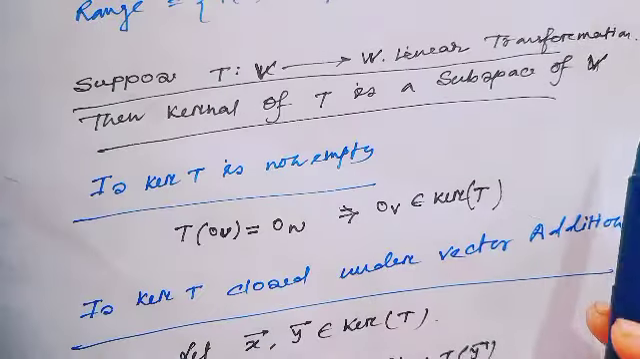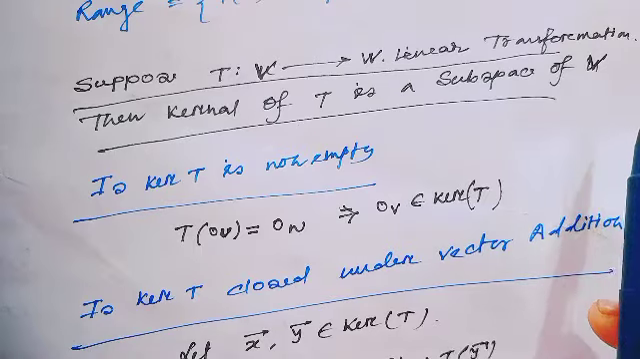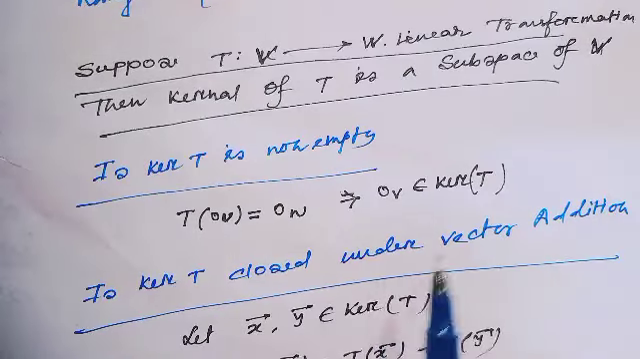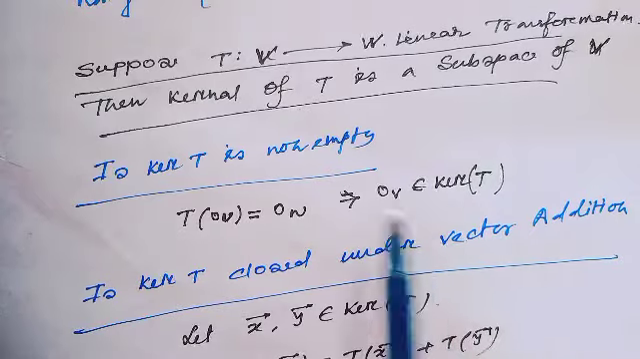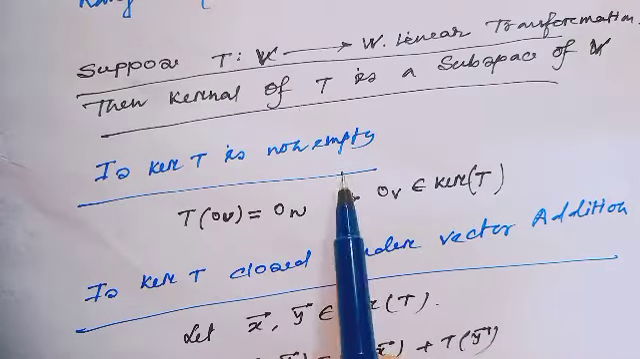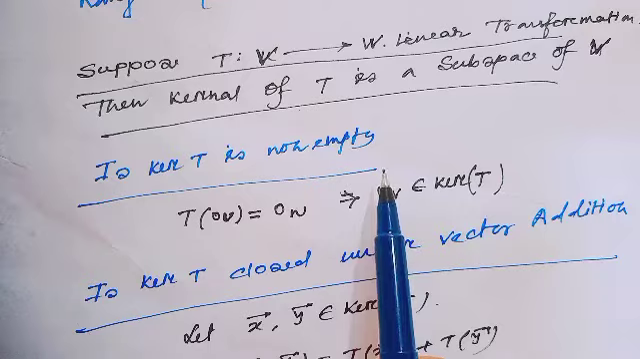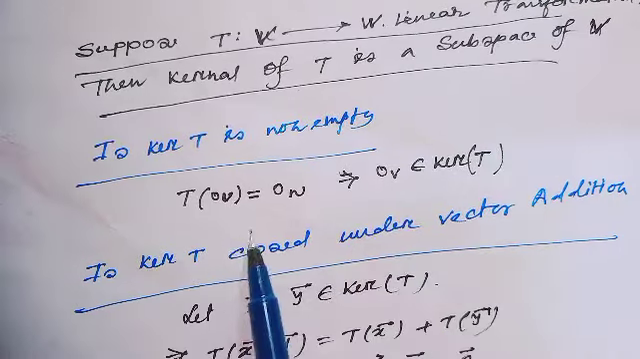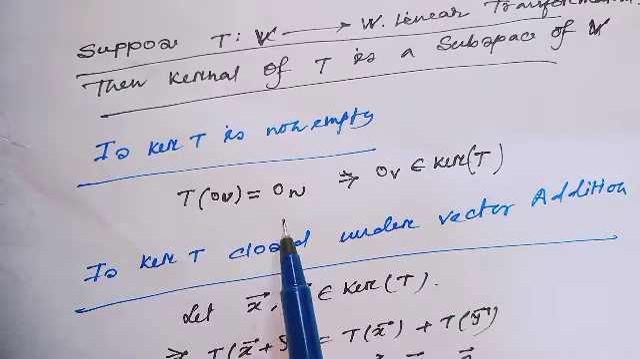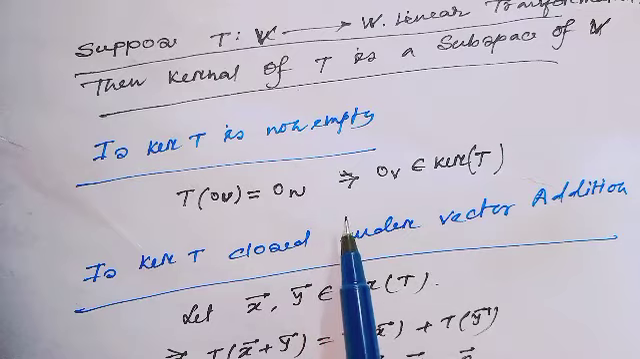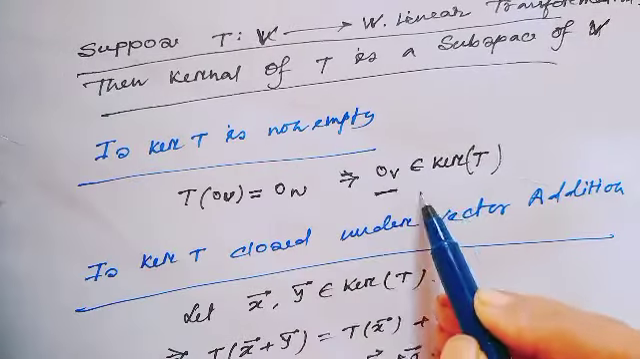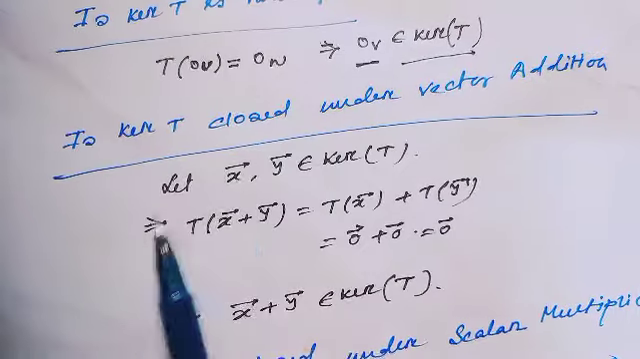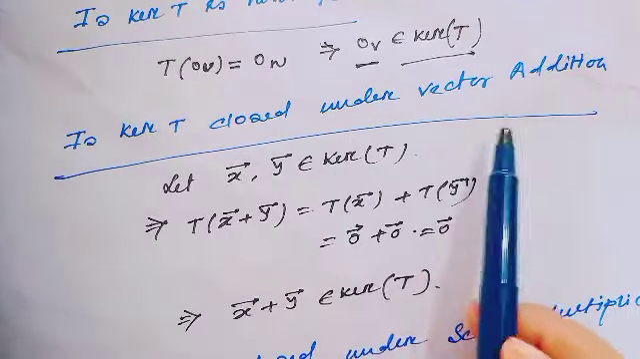How is this a subspace of the vector space V? Let's verify. To prove it is a subspace of V, at first we have to prove that the kernel of T is non-empty. Obviously, because T of 0_V is always equal to 0_W. That means the zero element always belongs to the kernel of T. Next property: is the kernel of T closed under vector addition?